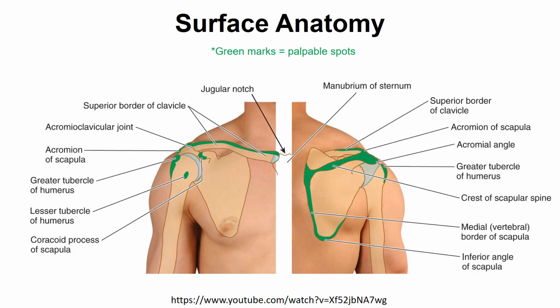Most of these osteology names that we just went over can actually be palpated in the shoulder because it's a pretty superficial structure. So the clavicle, the acromion, coracoid, greater and lesser tuberosity, spine of the scapula, and the borders of the scapula are all quite easy to palpate, especially in someone who is thinner. If you're interested, you can go to the YouTube link below and they'll walk you through a lot of these palpations.